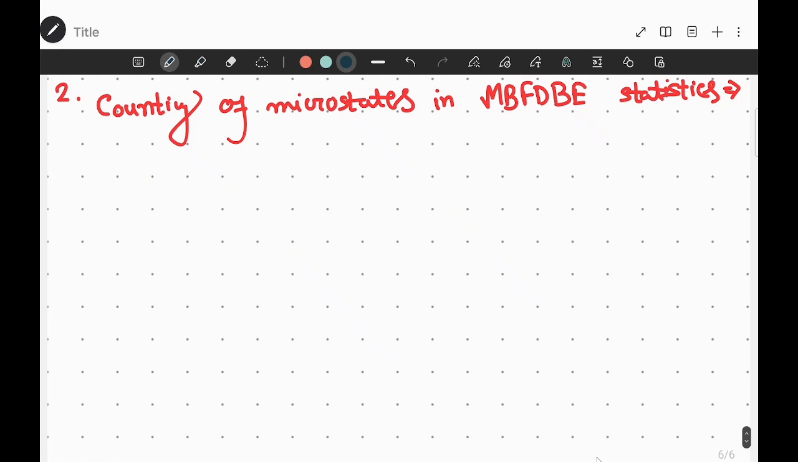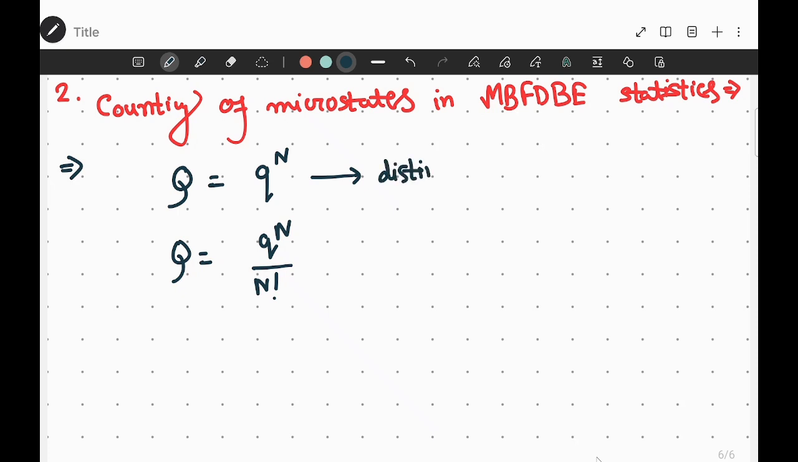One thing you have to remember: Q to the power n. Do you remember this? Yes. And this one, what was the difference by n factorial? Distinguishability. Yes, it is distinguishable, right? And this one is indistinguishable.